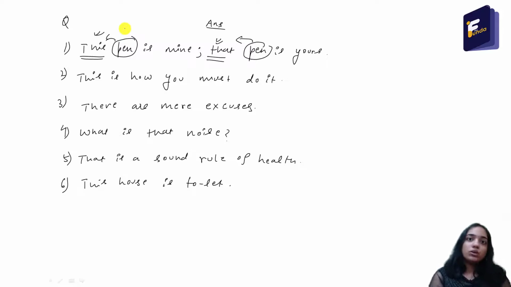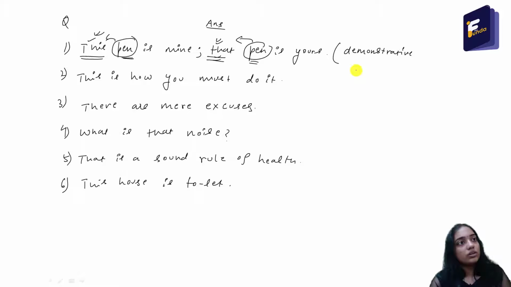And from the trick also we can know that as the words this and that are used just before the noun, that is pen, they are demonstrative adjectives and not demonstrative pronouns. Okay, so it is a demonstrative adjective.